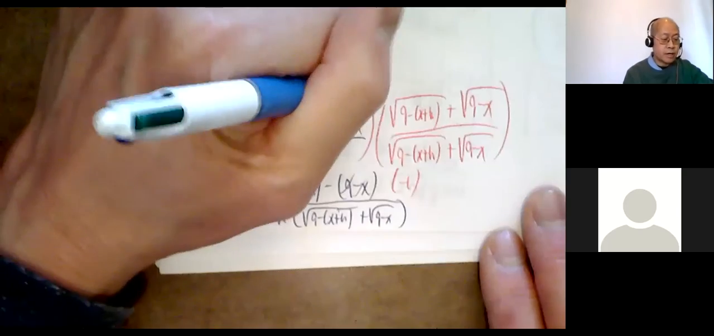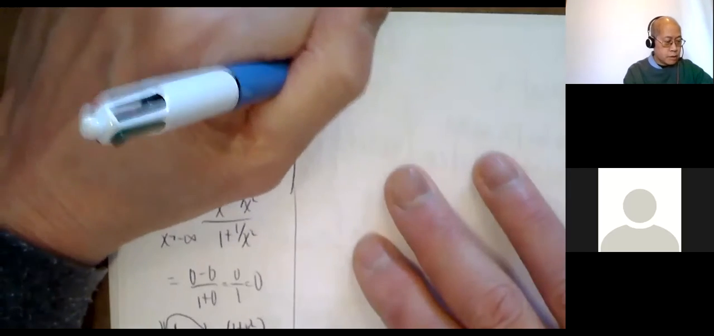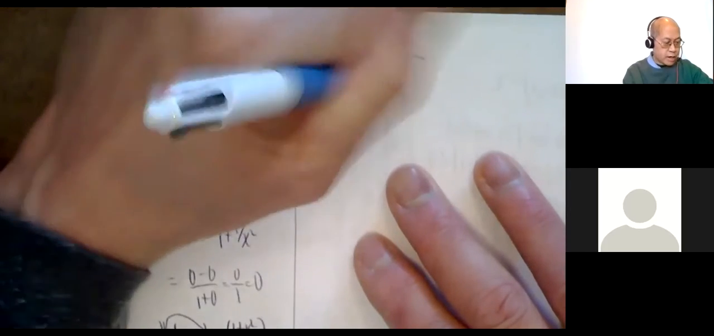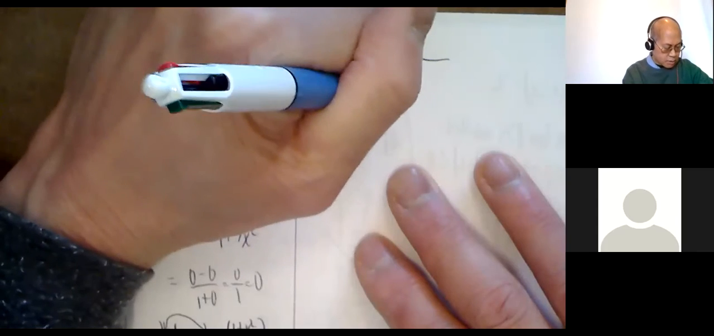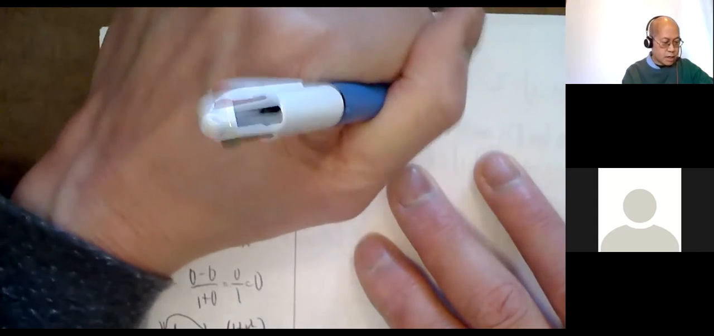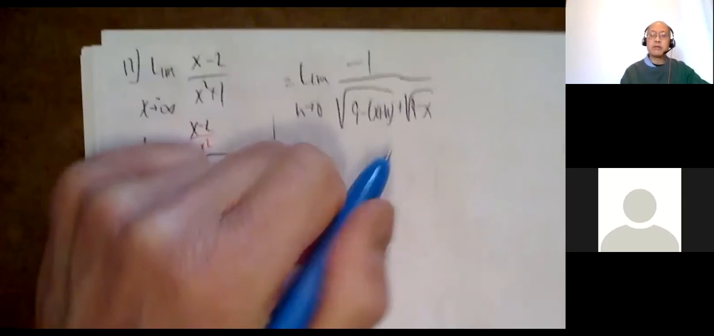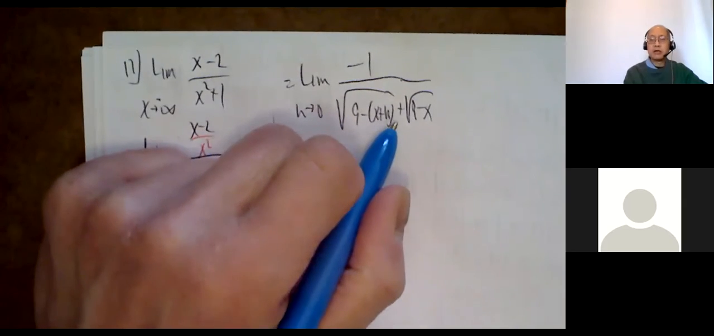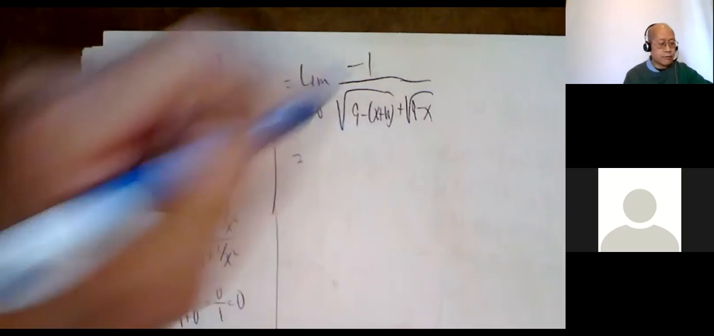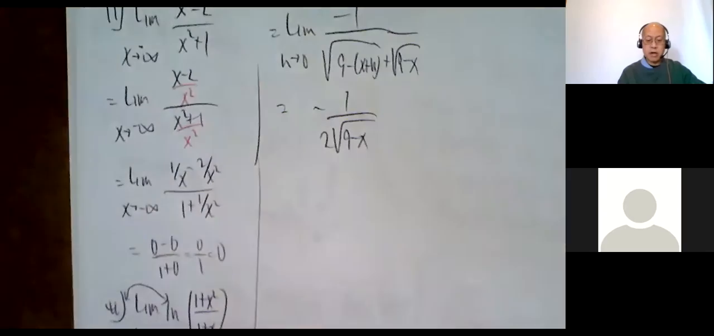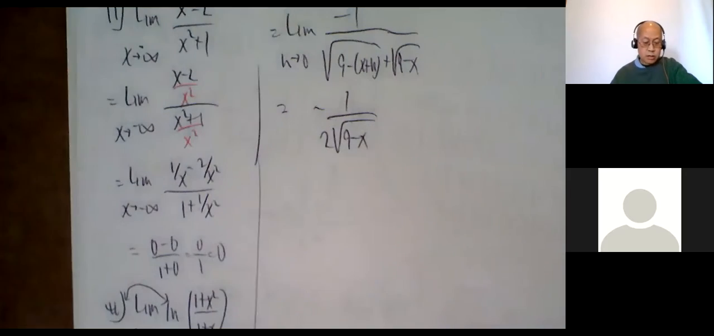So limit as h approaches 0 of negative 1 over radical 9 minus x plus h plus radical 9 minus x. Now you plug in 0 here, right? Put a 0 there. You have radical 9 minus x. Here's another radical 9 minus x, so you have 2 of them. So negative 1 over 2 radical 9 minus x.